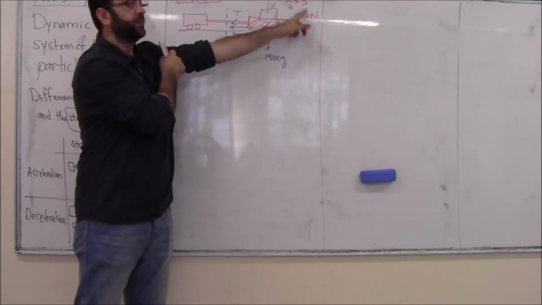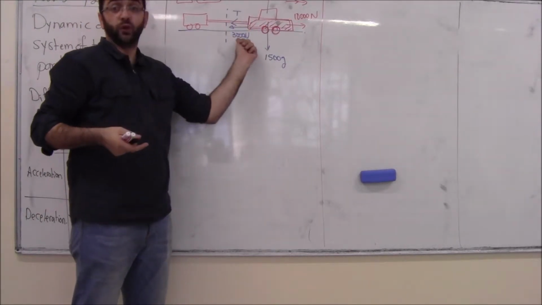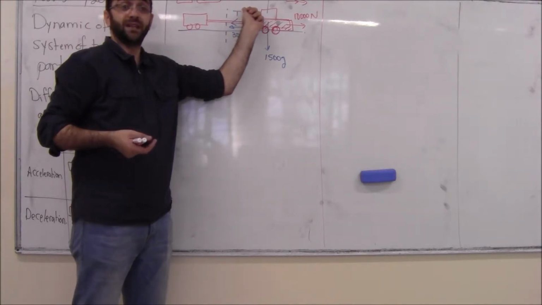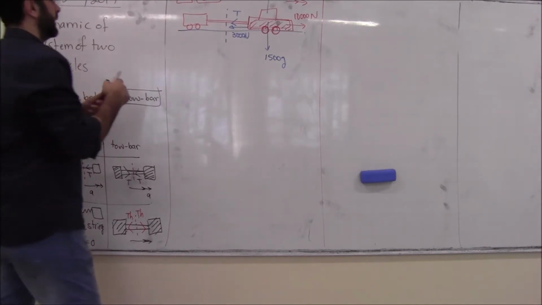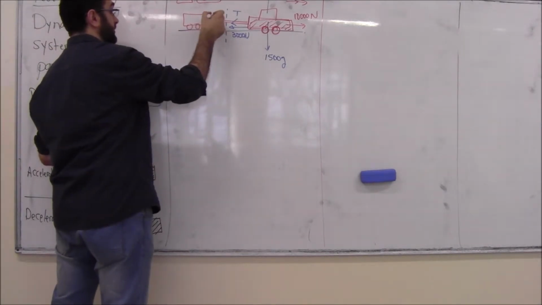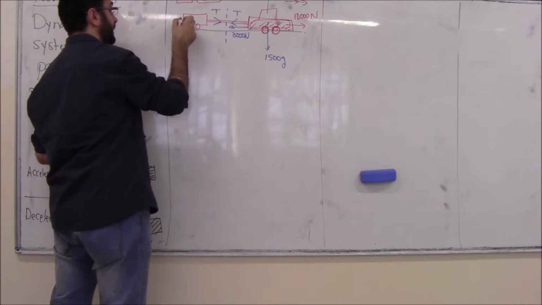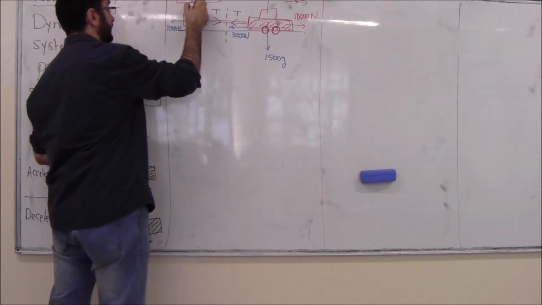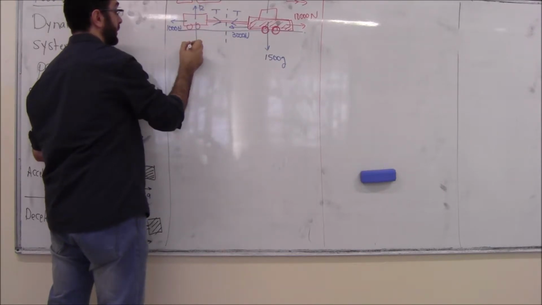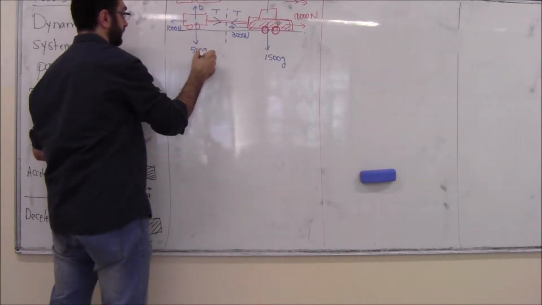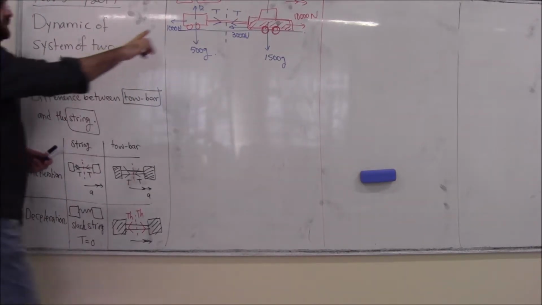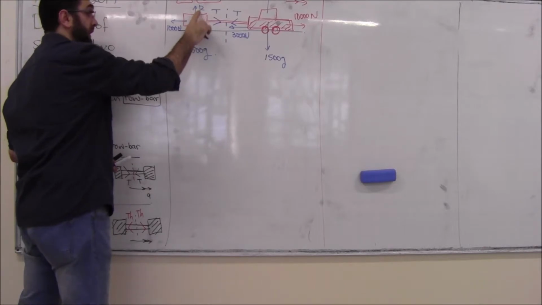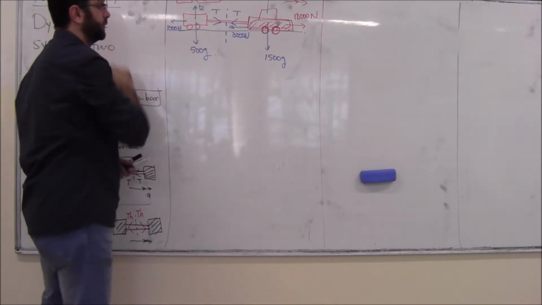Force from the engine, normal, weight, resistive force 3,000, and tension. Why tension? Because it's accelerating. F net. The other particle, which is the trailer, has tension in this way, friction in this way, which is 1,000 newtons, normal, and weight 500g. Resistance force 1,000. Clear? Tension, normal, weight, resistive force.